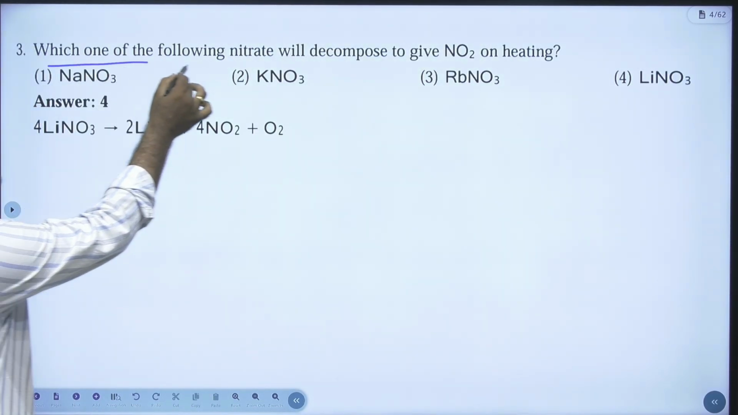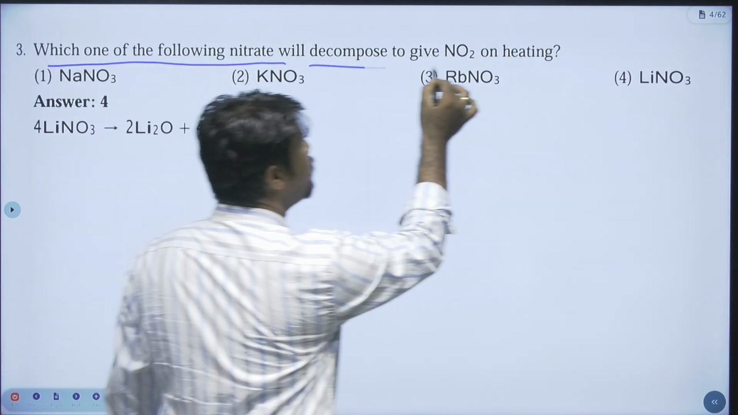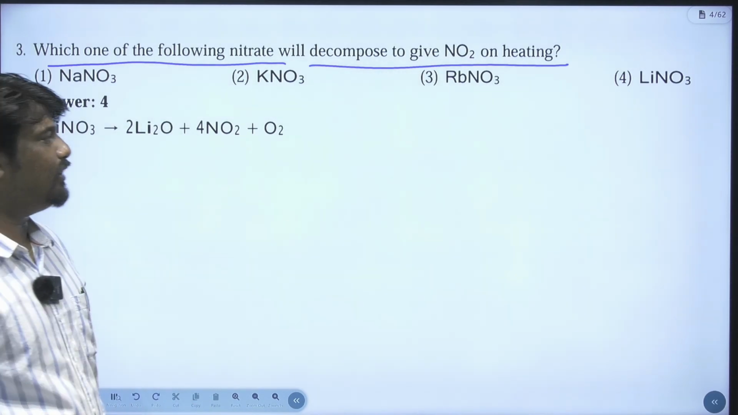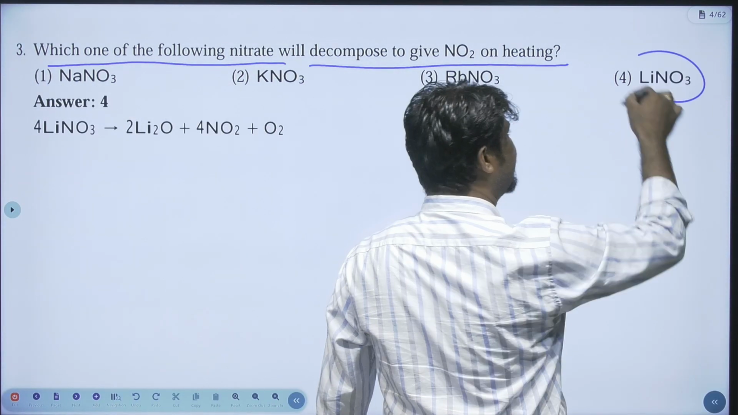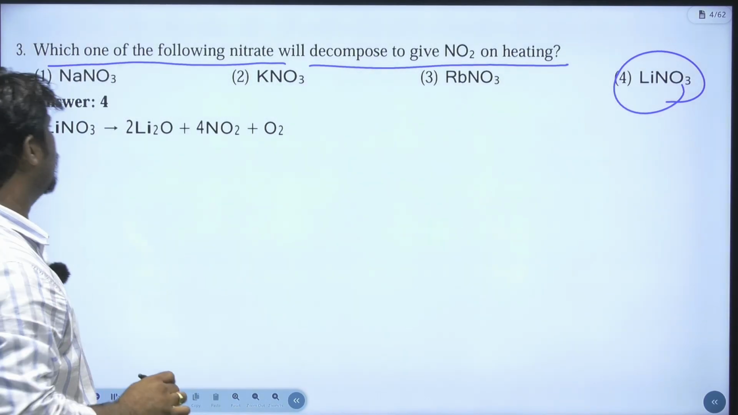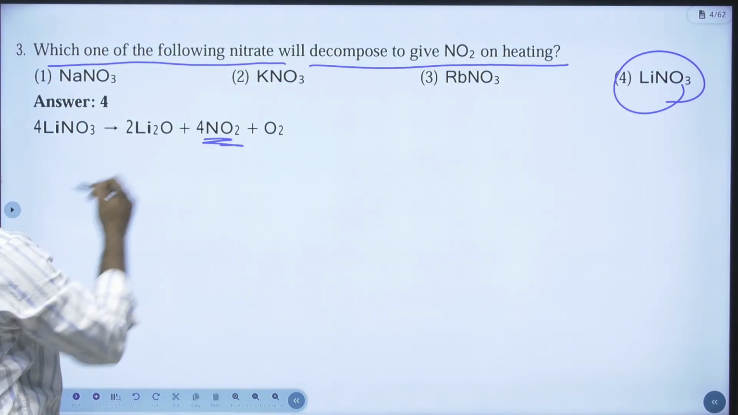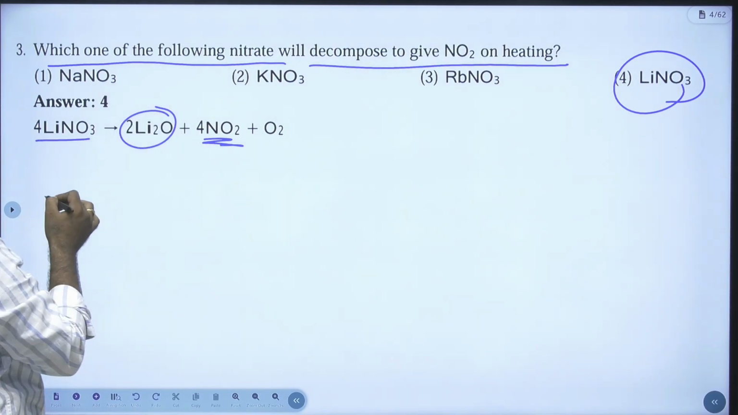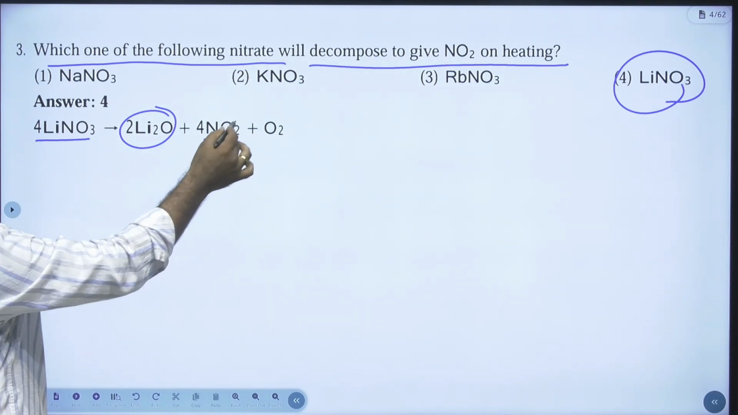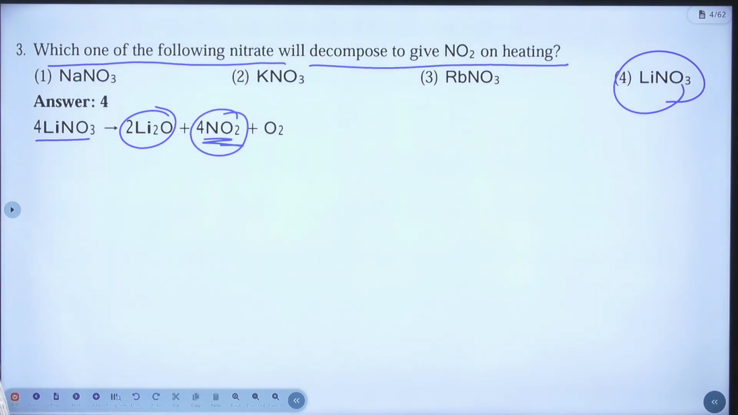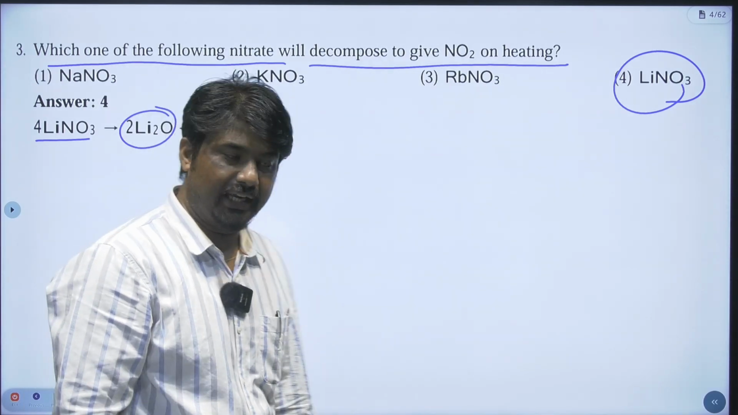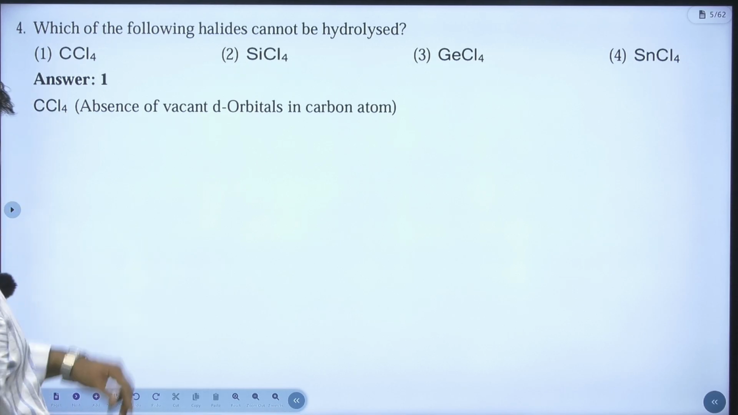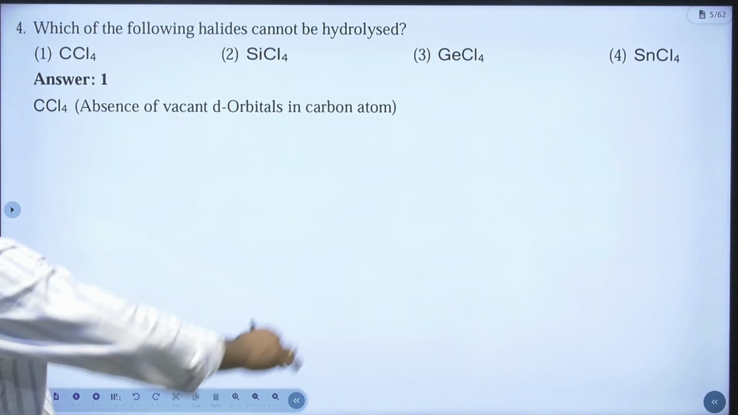Which one of the following nitrates will decompose to give NO2 on heating? Among the given 4 options, lithium nitrate will give NO2 on heating. Here lithium nitrate on decomposing will give lithium oxide along with the formation of 4 molecules of NO2. So option 4 is the right answer. Next, go to the next question.